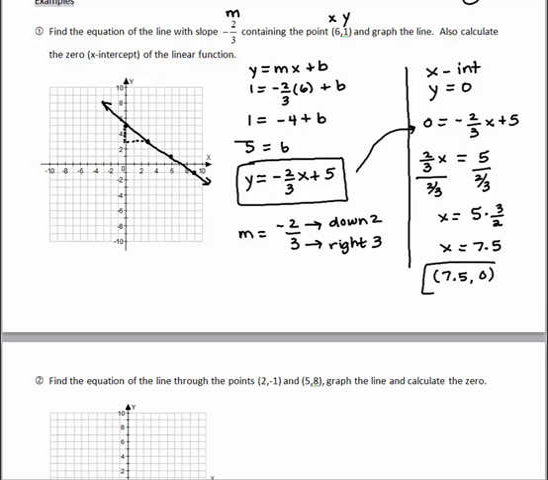at 7.5. And notice, although we can't read it perfectly off the graph, the x-intercept in here certainly is between 7 and 8. Just looking at the graph, I wouldn't necessarily know whether it was 7.3 or 7.4 or 7.5, but I've been able to algebraically determine that it's exactly 7.5.